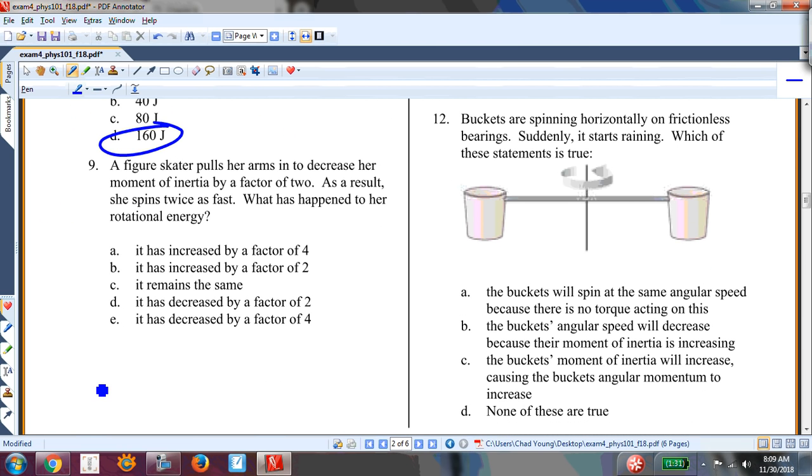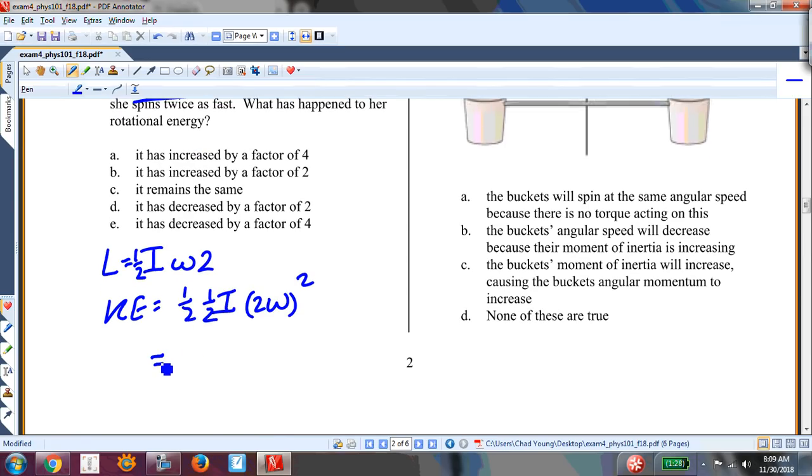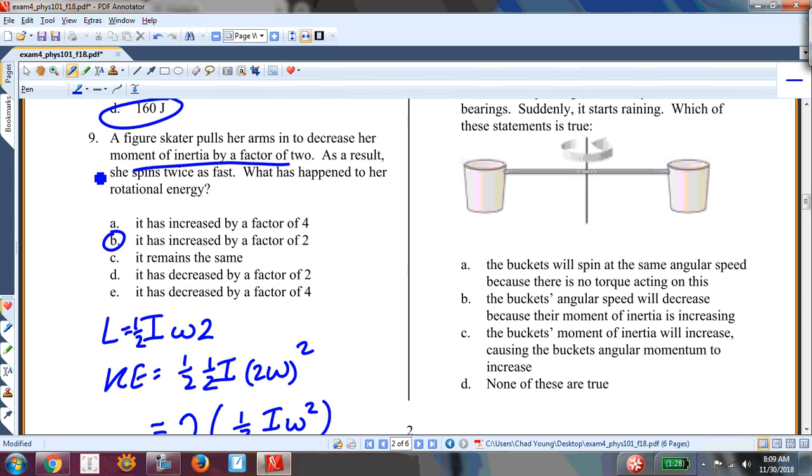A figure skater pulls her arms in to decrease her moment of inertia by a factor of 2. As a result, she spins twice as fast. What has happened to her rotational energy? This isn't straight from OpenStax, but it's very similar to one. So L is equal to I omega. If she decreases her moment of inertia by a factor of 2, that means omega increases by a factor of 2. Now let's look at our kinetic energy, 1/2 I omega squared. I'm decreasing I by a factor of 2 and increasing omega squared by a factor of 4, which gives me a net increase of twice the total kinetic energy. So B is going to be number 9.